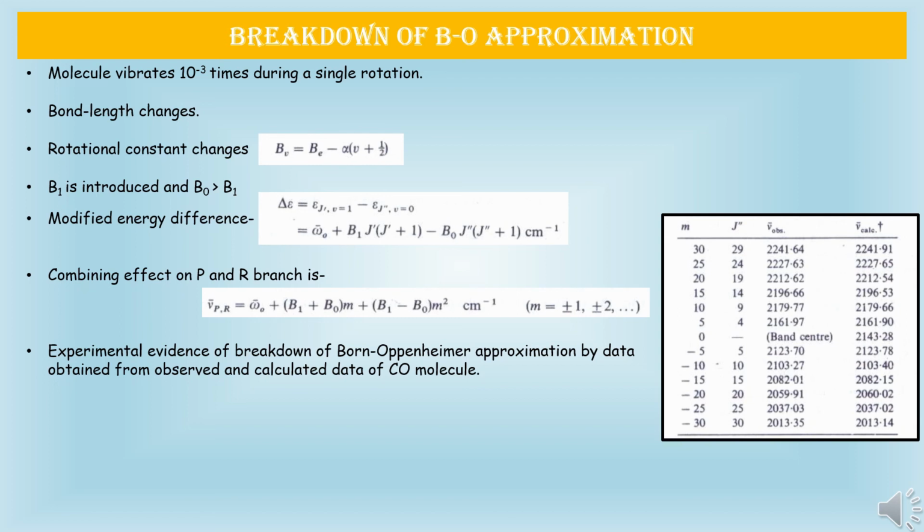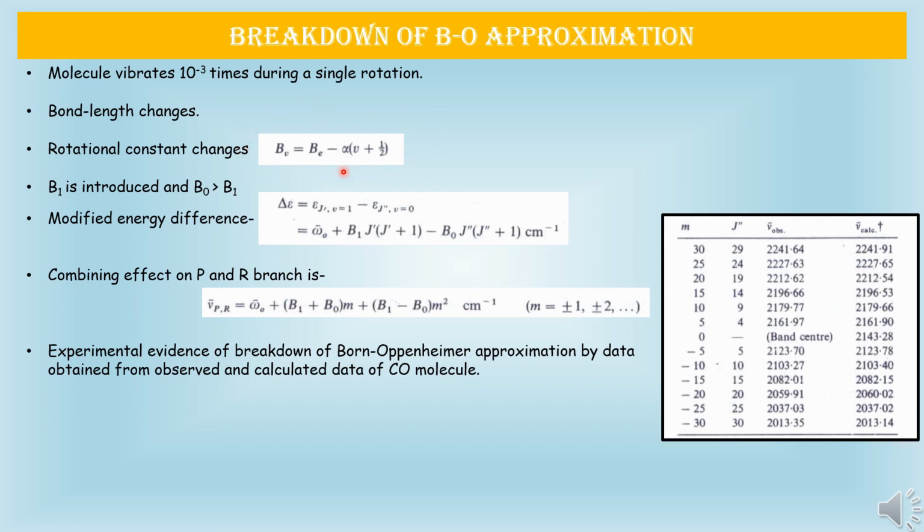But the Born-Oppenheimer approximation is also not perfect. It has its own limitation. That is, a molecule practically vibrates 10 to the power 3 times during a single rotation. So during the rotation, the bond length varies, because during vibration we know the bond cannot be static. It cannot act as a rigid rotor. That's why the B value is also changing. The B value is a rotational constant, which we have not considered in the Born-Oppenheimer approximation.